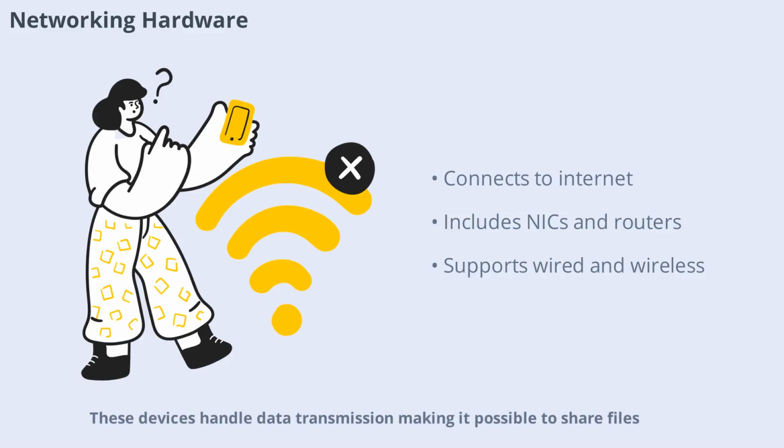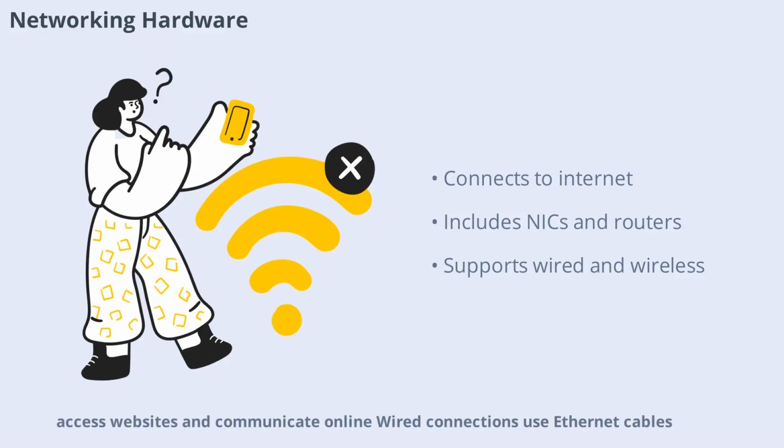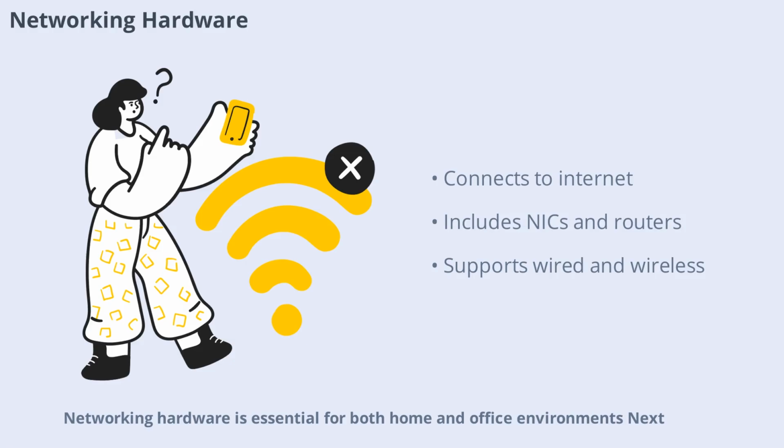These devices handle data transmission, making it possible to share files, access websites, and communicate online. Wired connections use Ethernet cables, while wireless connections use Wi-Fi. Networking hardware is essential for both home and office environments.